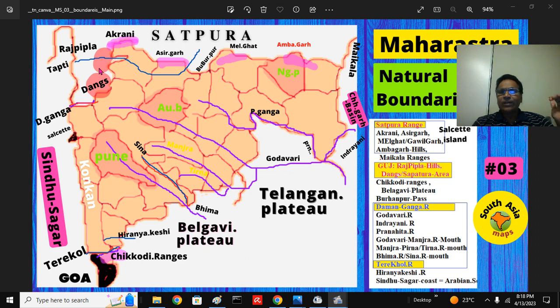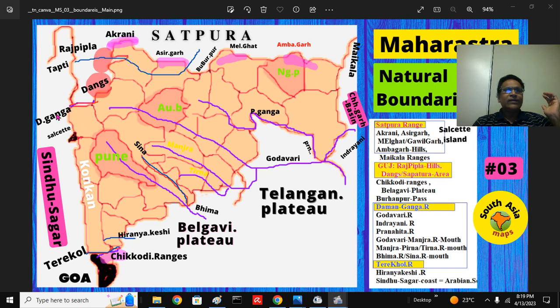Further south of Tapti, the area is called Dangs. This is the mountainous region, that is the border to Maharashtra. Ahwa is the major headquarters of that region. That is the Dangs Satpura mountainous area, Rajpipla mountains, Tapati river, Narmada river. On the west coast, of course, Konkan is the seaboard of the Sindhu Sagar, that is the Arabian Sea. So the traditional boundaries of Marathi speaking people include the Konkani speaking people.